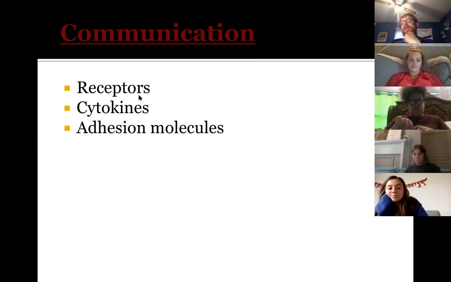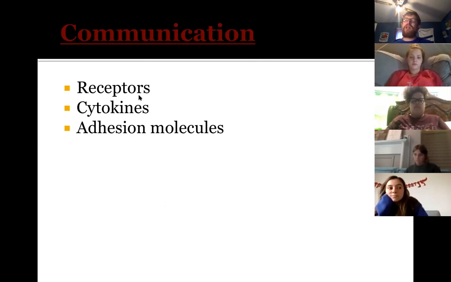But how is the innate immune system communicating? Communication is essential to the innate immune system being able to determine what is a pathogen and what's part of the host. And then it's essential for the innate immune system being able to call for help and get to the area of the infection. So that's what's going on here: identification, calling for help, and then getting to the area of infection.